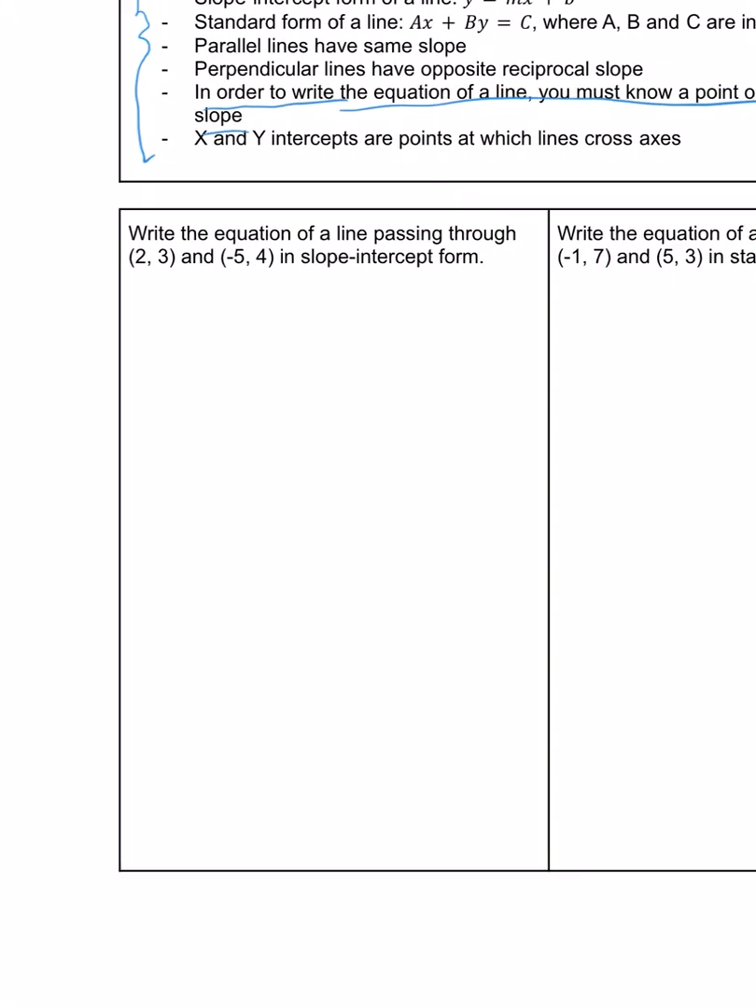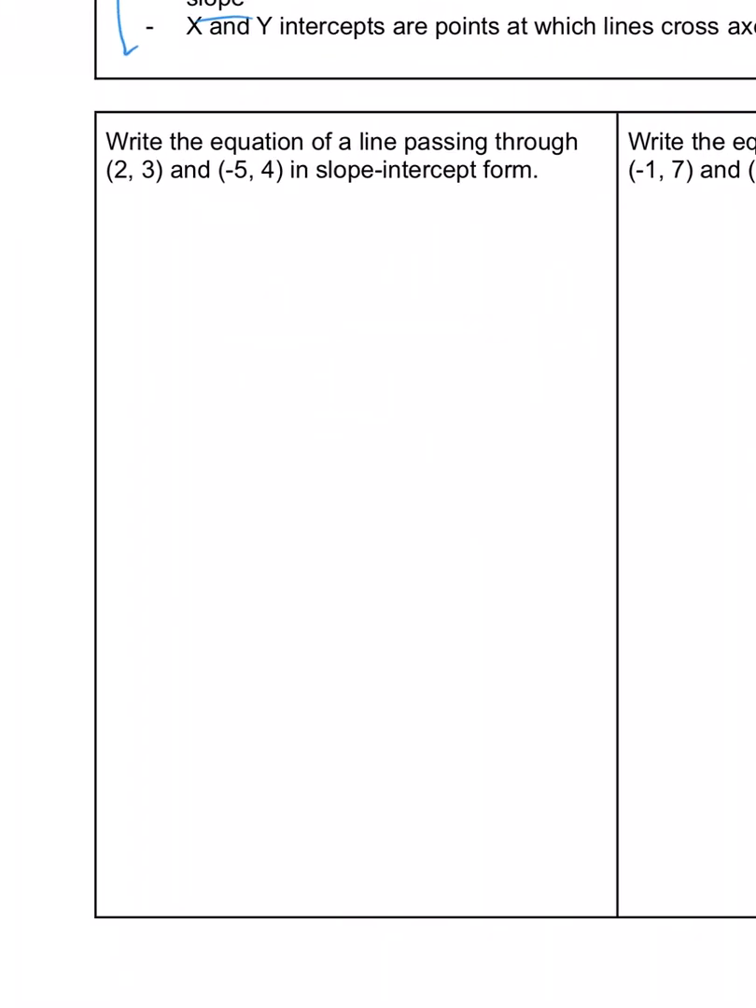Alright, so let's look at example number 1. We're going to write the equation of a line passing through these 2 points in slope-intercept form. All right, so we need a slope. We don't have that. And you know to find the slope between 2 points, it's change in y over change in x. So my y's are 4 and 3, and my x's are -5 and 2. And remember, you must keep them in the same order, top and bottom. So I get 1 over -7, which is -1/7.